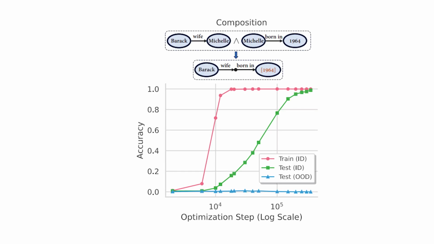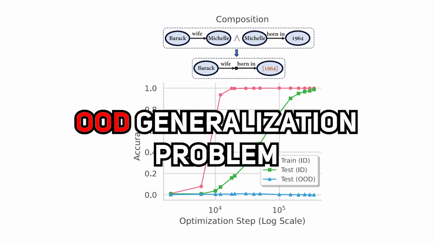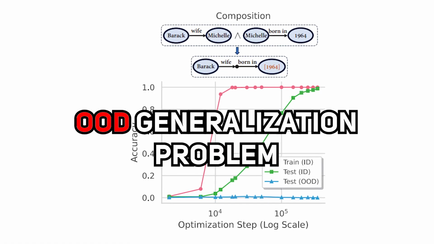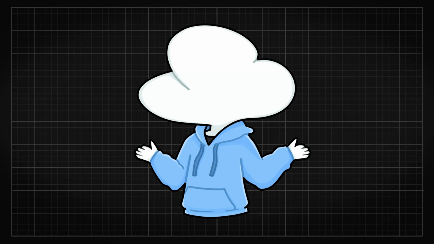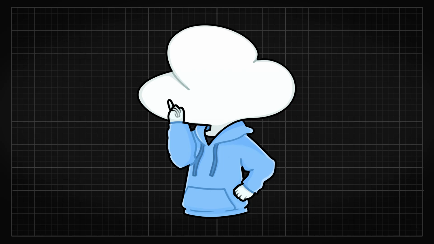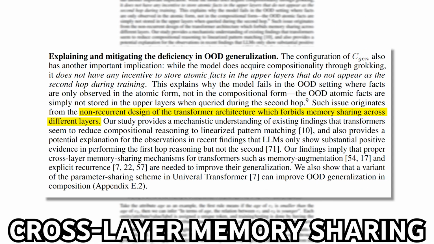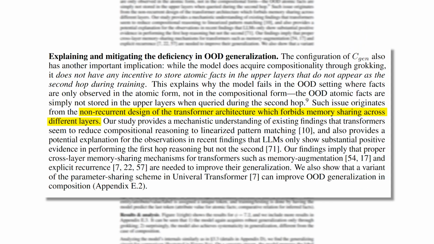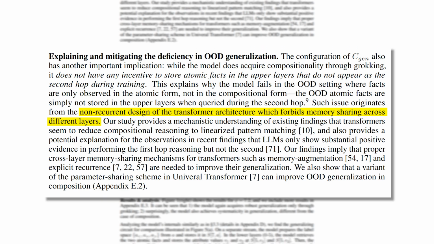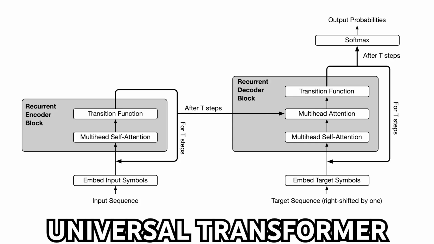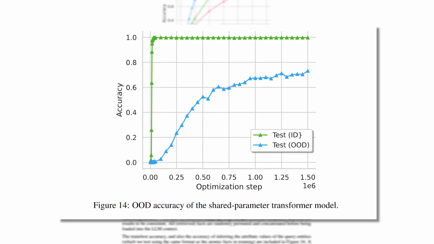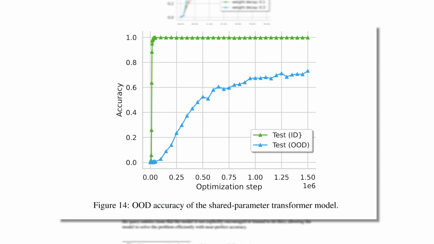during training. So while this paper doesn't fully solve the out-of-distribution generalization problem for compositional reasoning, they do propose some potential interesting solutions like cross-layer memory sharing, which would act as a proper mechanism for sharing memory across different layers of the transformer, or a variant of the universal transformer that shares parameters between the upper and lower layers, which they have shown to indeed achieve grokking, but at a much slower pace for out-of-distribution data.